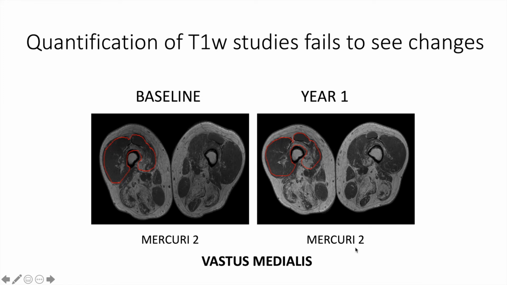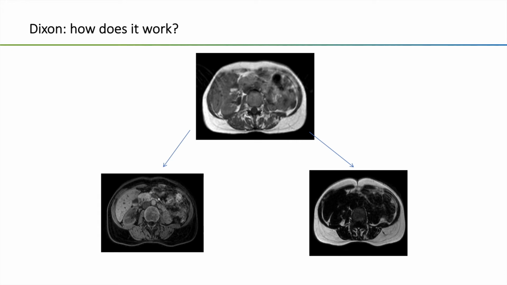And then we realized that the Mercury score, T1, was not powerful enough to identify changes over a short period of time, because this disease is a very slow progressive disorder. So we need something more powerful, able to identify just mild changes in the amount of fat. And we decided to use Dixon. Dixon is an imaging sequence that separates the image into two different ones. One is water and the other one is fat.